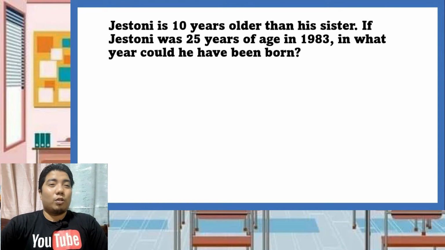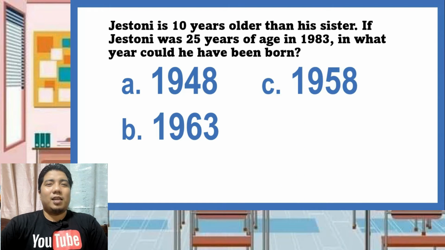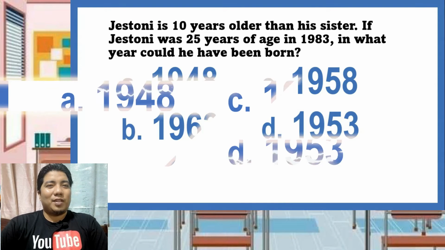Gestoni is 10 years older than his sister. If Gestoni was 25 years of age in 1983, in what year could he have been born? Is it A, 1948, B, 1963, C, 1958, or letter D, 1953?